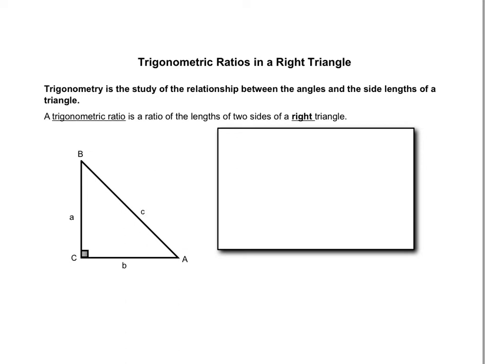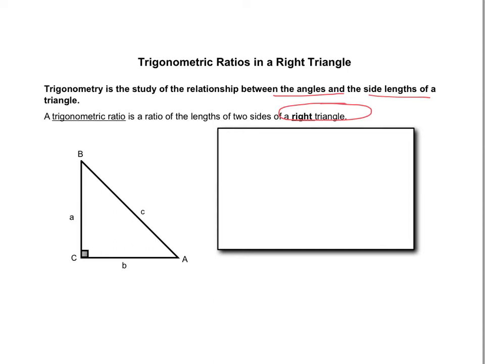In this video, we'll be learning about the trigonometric ratios in a right triangle. So this is our introduction to trigonometry. Trigonometry is the study of the relationships between angles and side lengths of a triangle. In order to use the trigonometric ratios, it's very important to know that we're working with a right triangle, so a triangle that has a right angle in it.